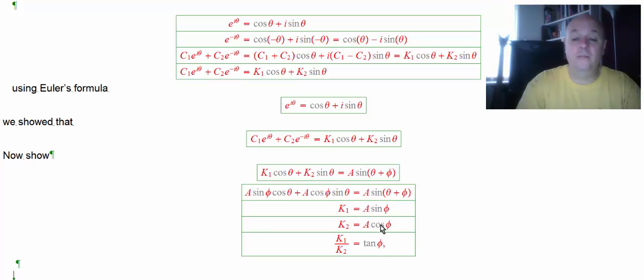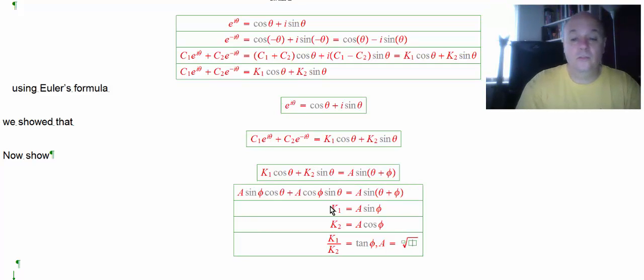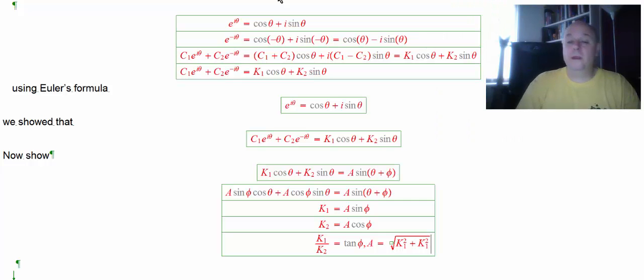So if I square both sides of this equation plus square both sides of this equation, I'm going to get K1 squared plus K2 squared is equal to A squared, or A is equal to the square root of K1 squared plus K2 squared. What's the point? If I have the K's, I can get the A and the phi. So if I had the C's, I could get the K's, and if I had the K's, I can get the A and the phi. So any version of the constants, in the C's, the K's, or the A and the phi, I could change from one form to the other.